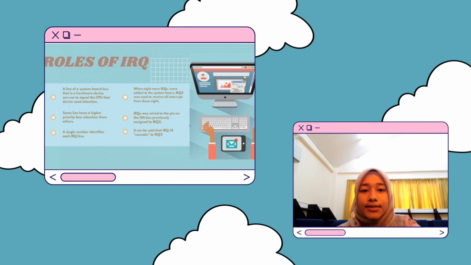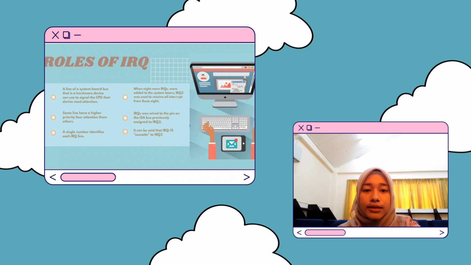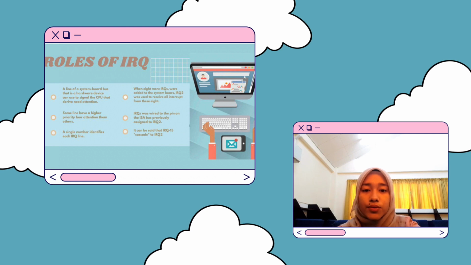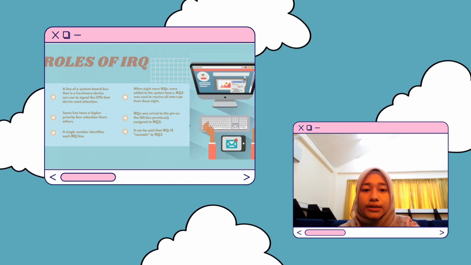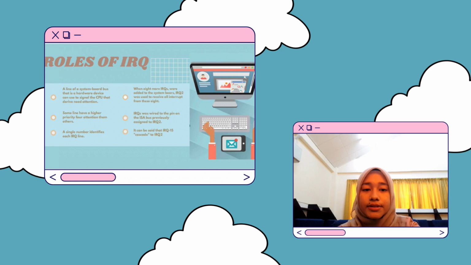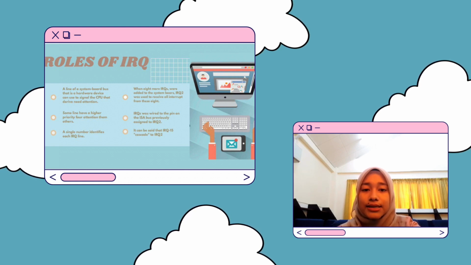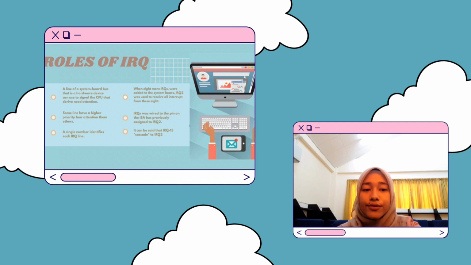When each more interrupt request number is added to the system board, interrupt request 2 is a keyboard controller used to receive all interrupts from 8. Also, interrupt request 9 is available, wired to the pin on the ISA bus previously assigned to interrupt request 2. Lastly, it can be said that interrupt request 8 until 15 is cascaded to interrupt request 2.